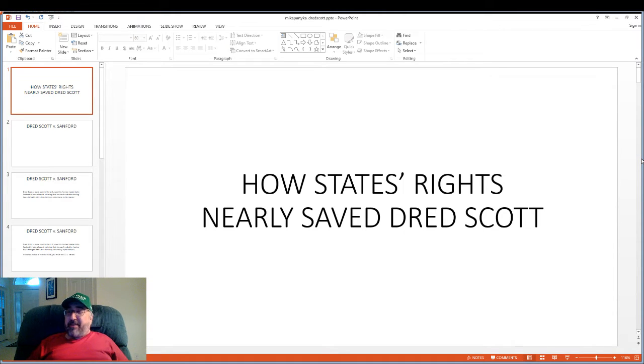Now, the problem is that states' rights on that account have generally been universally associated with slavery, with a pro-slavery cause, but that's not always been the case. And I wanted to bring forth a very important example of when states' rights was actually used to make an anti-slavery case. And so this is the tale of how states' rights nearly saved Dred Scott.